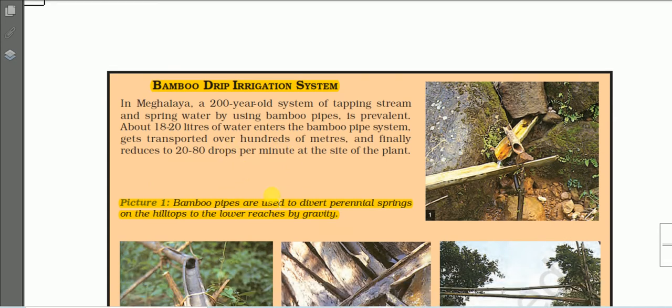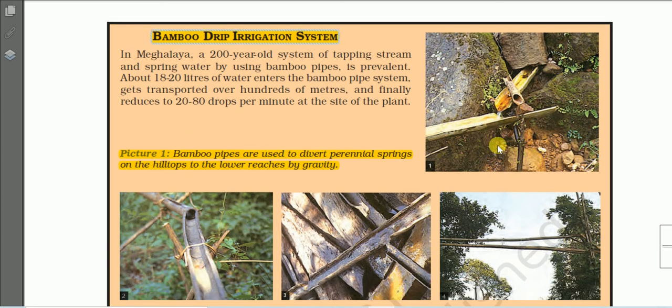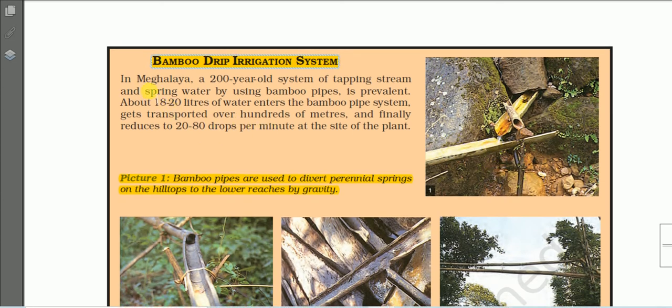Then see, this is the last part. Here in Meghalaya, there is a system called the bamboo drip irrigation system. Not only in Meghalaya, here in the hills of Manipur also we find this bamboo drip irrigation system. Just see the photograph on the right side. Here, this figure number 1.